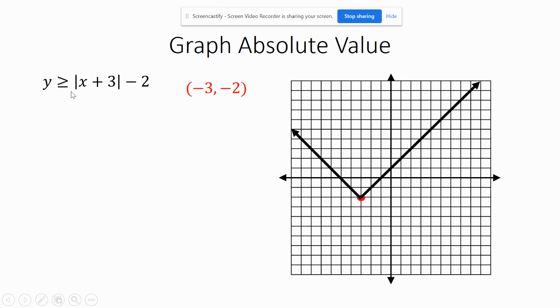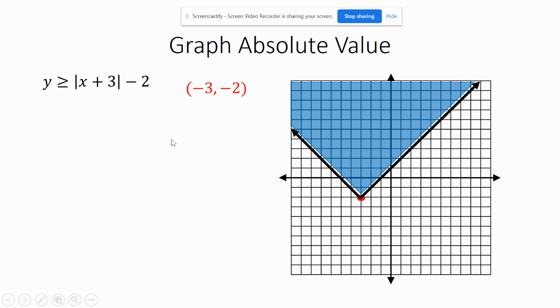The only thing I need to do now is determine whether I'm shading above or below. What I like to do is just stand on the vertex, and I look here and look at the y value. Are the y values larger or smaller? Because it says y greater. So if I'm standing here on this red dot, where are the y values greater? Above it. So I would shade above. That's what it would look like.